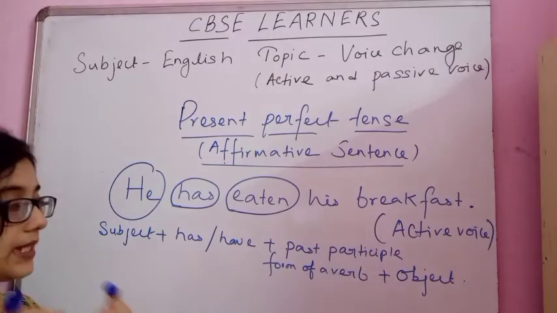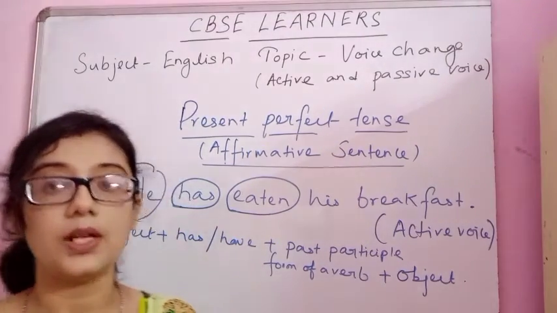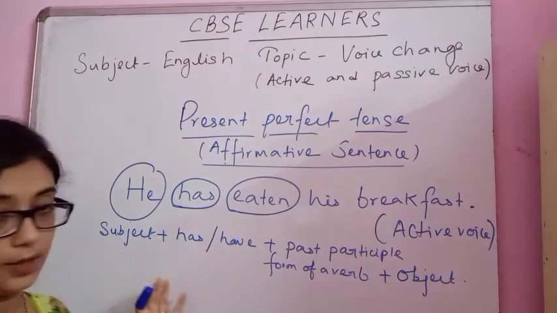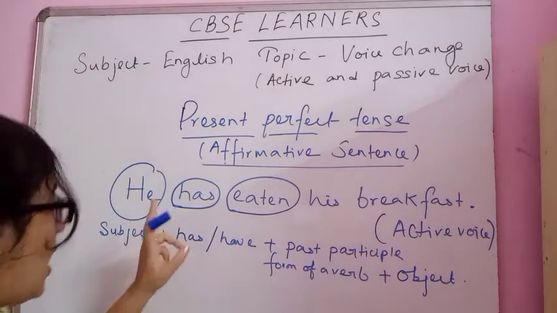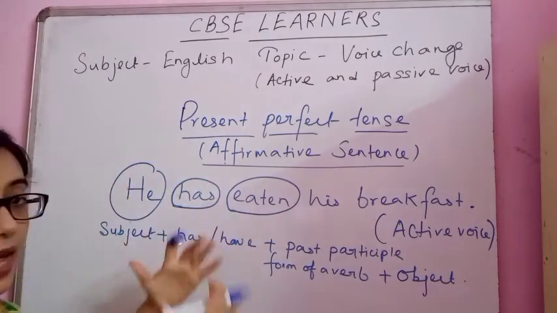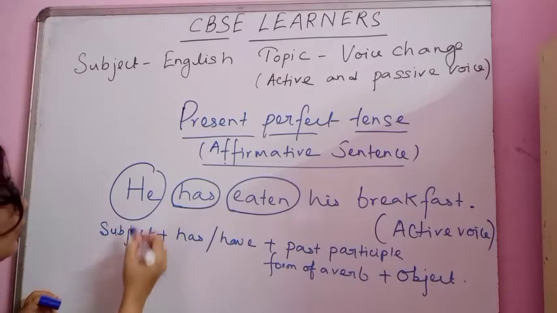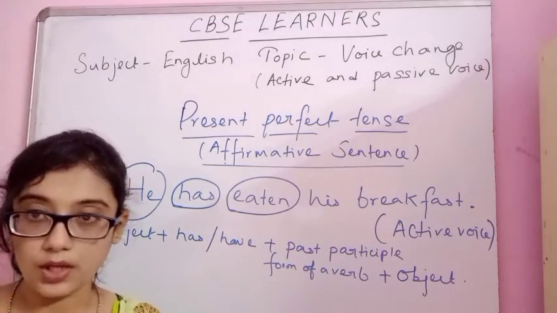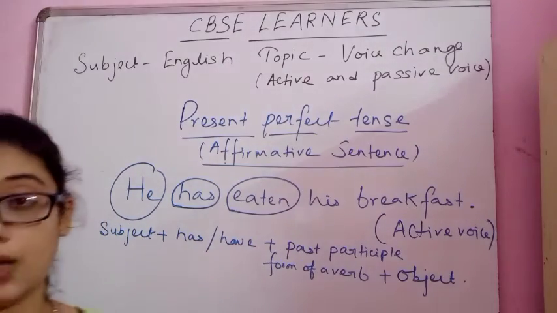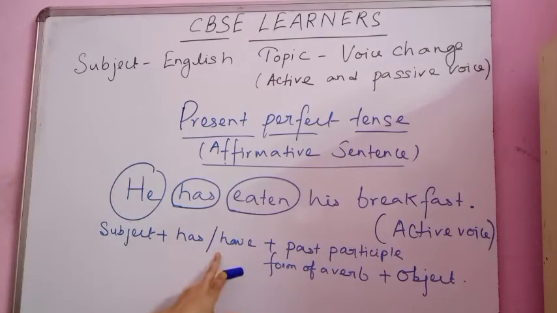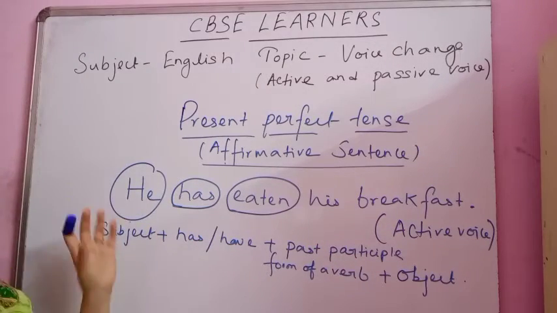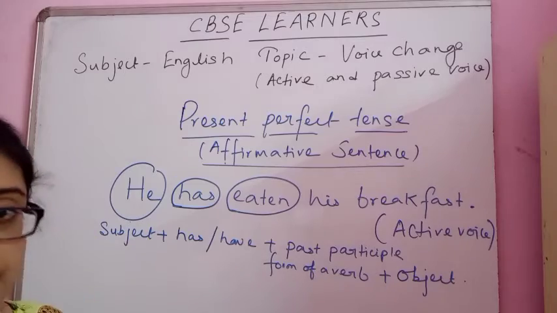When you are constructing a sentence in active voice, you should remember that you have to keep the focus on the subject. Whatever subject you are taking, keep the focus on it. Here the subject is he. Let's check from the example whether we have constructed the formula correctly. He is the subject, has or have depending on the number of the subject, whether it is third person singular, first person singular, or plural. We have to use the auxiliary verb has or have, plus past participle form of a verb, plus object. This is the sentence construction formula in case of active voice.